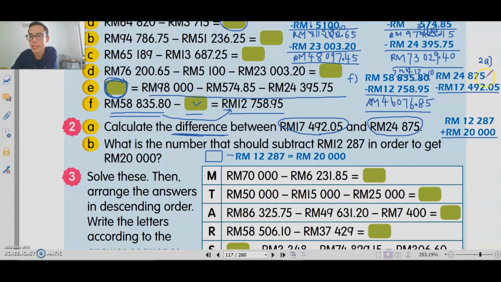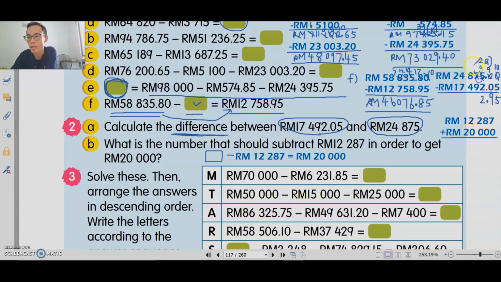Again, there's nothing here, so you put 0.00 first. Okay, not enough, so you borrow. So 5, you minus 1 becomes 4. The middle 0 gets 9, the last 0 gets 10. 10 minus 5 is 5. 9 minus 0 is 9. Decimal point.